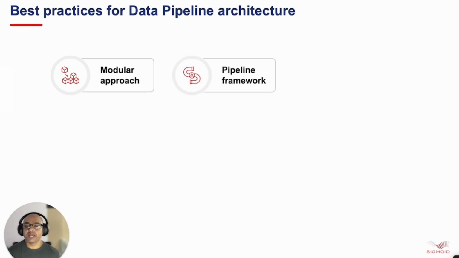Let's move on to the second one. Use a data pipeline framework. Using pre-existing data pipeline frameworks such as Apache NiFi or Apache Kafka can simplify the development process. Now let's move on to the third one, which is monitoring and logging. We should always monitor the pipeline for errors and log the data at each stage to facilitate troubleshooting.